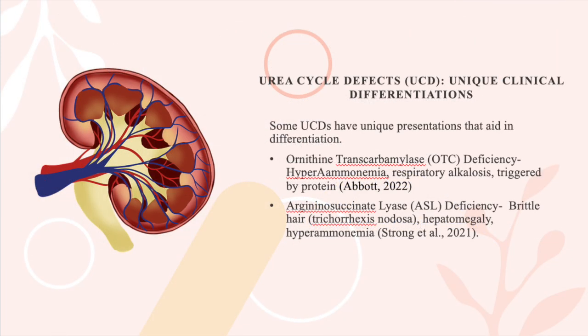Now, the unique clinical differentiations start with protein intake in patients with them can cause an OTC deficiency, leading to respiratory alkalosis, hyperammonemia, and altered mental status. Clinicians can differentiate unique clinical differentiations from argininosuccinate lyase deficiency by looking for hyperammonemia, hepatomegaly, and brittle hair.